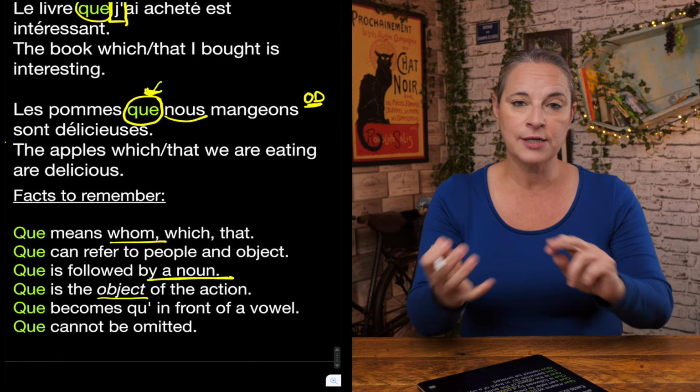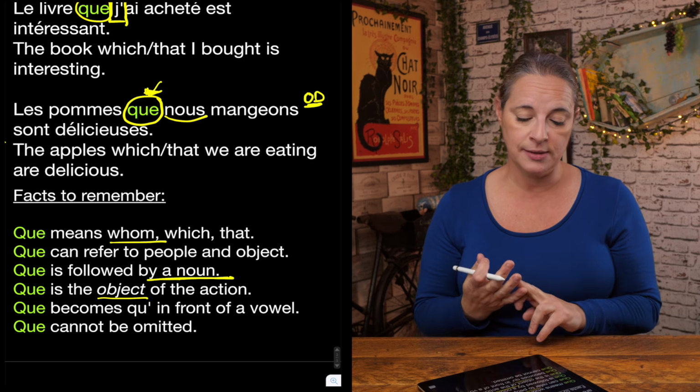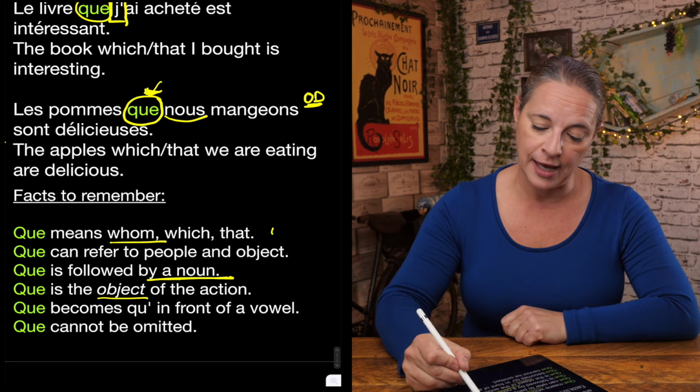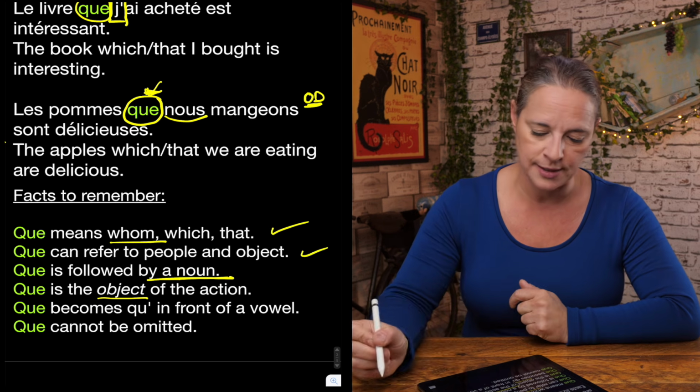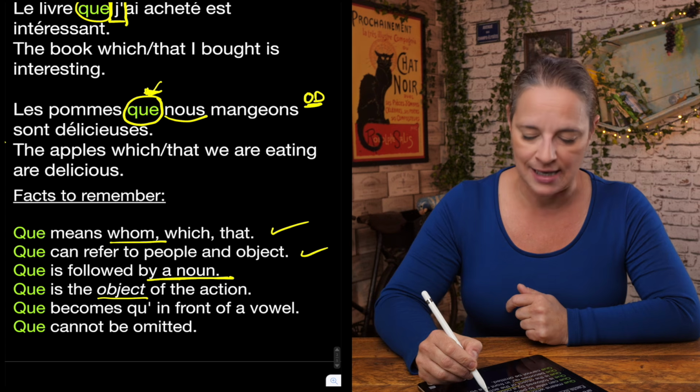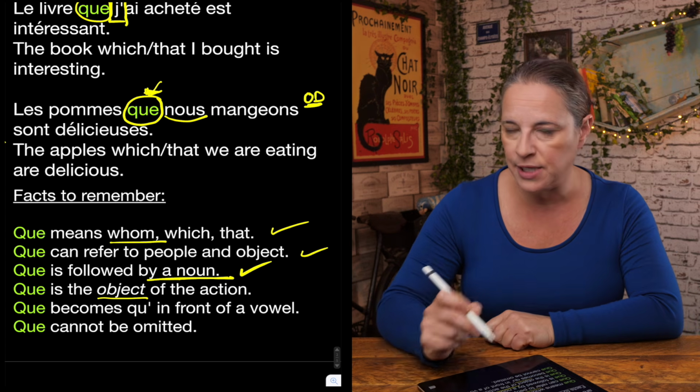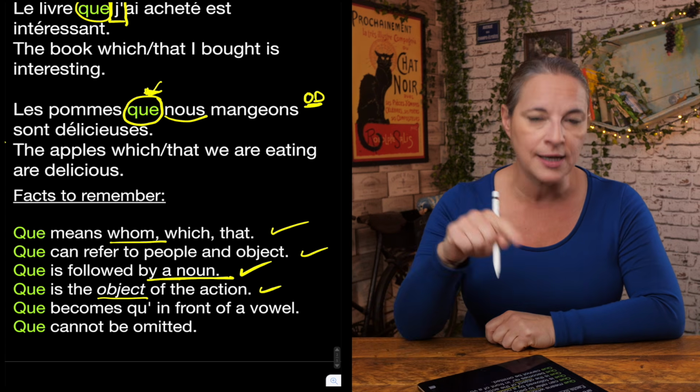Now, remember that que means whom, which, or that. Que can refer to people, an object. Que is followed by a noun. Que is the object of the action and not the subject, like qui.